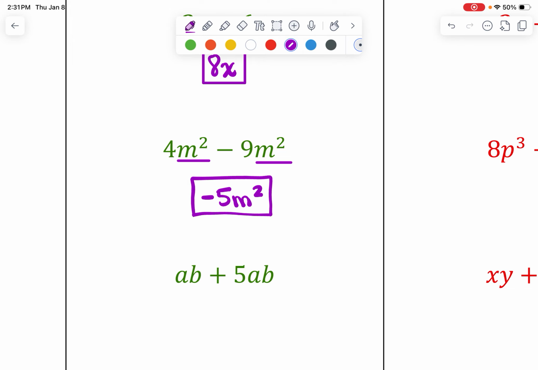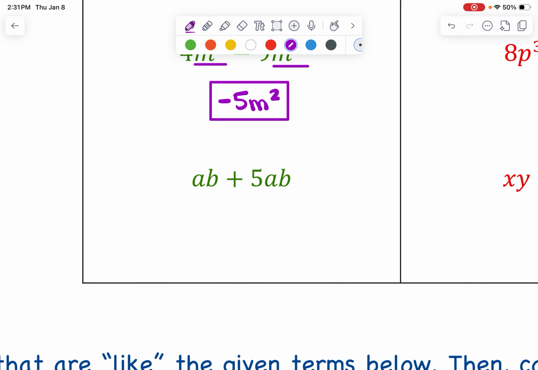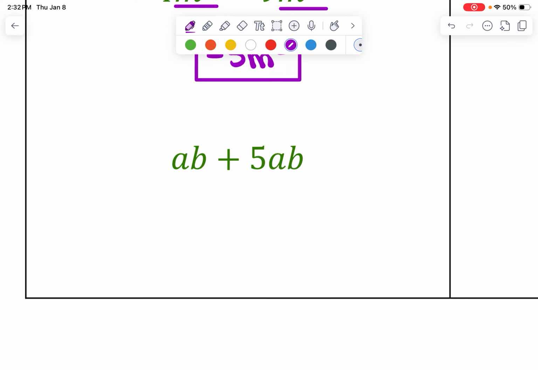Again, you're just doing the addition or subtraction. 4 minus 9 is negative 5. You can use your calculator if you need some support with your integers. And then last but not least, we have AB plus 5AB. Please remember that every variable has a number in front of it, a coefficient like this 5, but we don't always see it. So when you see AB right here, there's an understood 1 in front of that AB. When they say AB, they're telling you that you have 1 AB, and we're adding 5 more ABs, which gives us a total of 6 ABs.